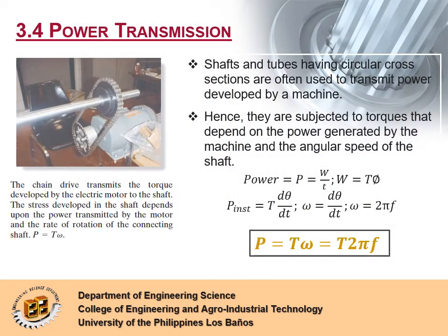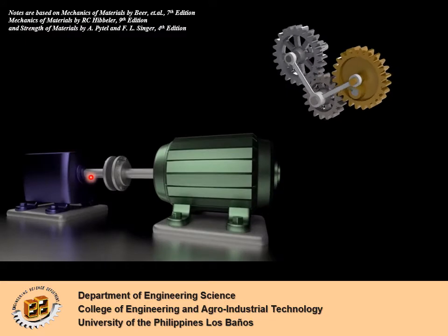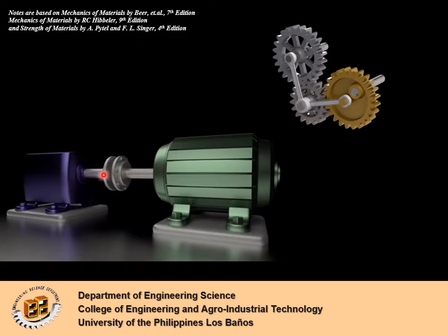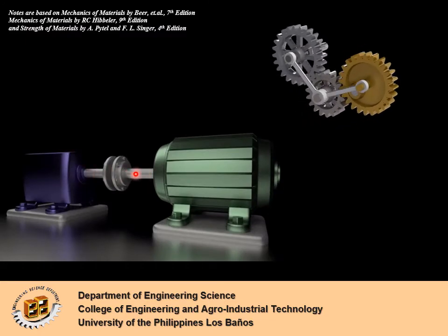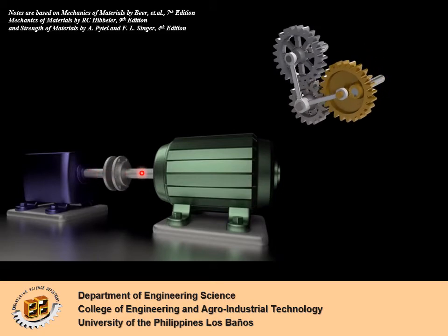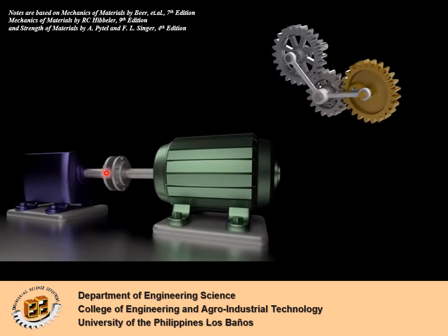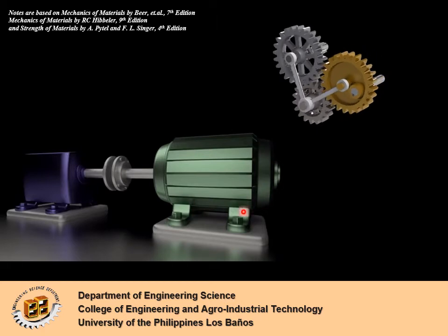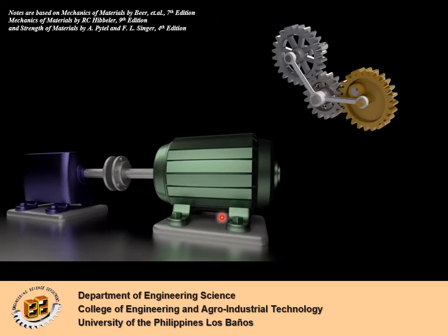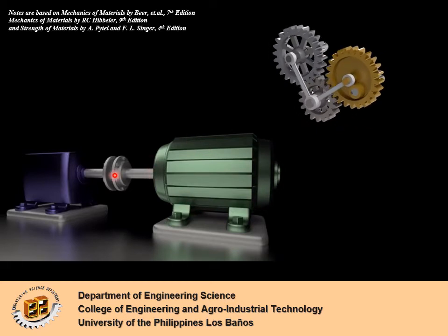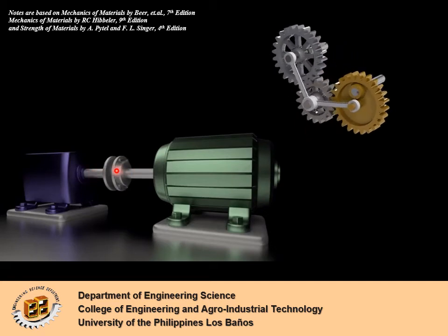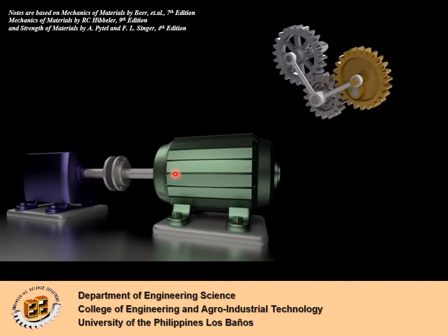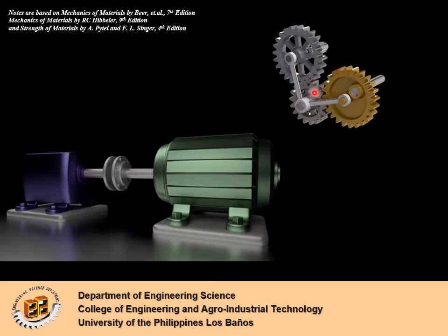Hello, welcome to section 3.4 of our torsion lecture, which is about power transmission. Shafts and tubes having circular cross-sections are often used to transmit power developed by a machine, usually a motor. This transmitted power allows the rotation of the shafts and of course the movement of other parts of the assembly, for example, gears.